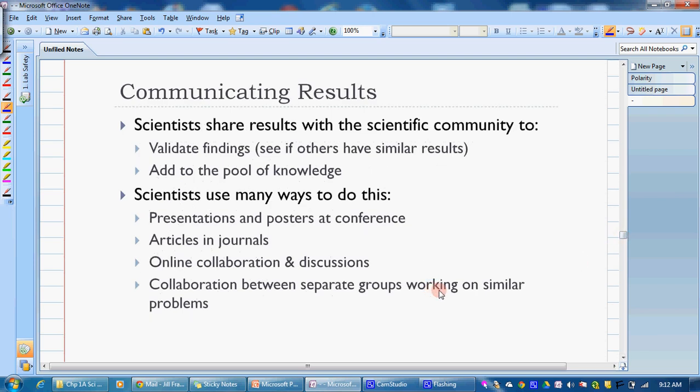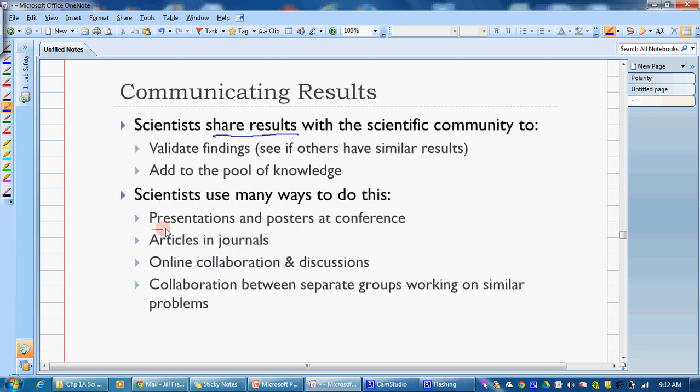The last step that we're going to talk about, again, it doesn't have to be the last step, but it's the last one we're going to talk about, is communicating results. When we're done, we have to be able to share what we found out. So a lot of times in your lab, you have to talk to another group and see if they agree or disagree with you. So we're adding to the pool of knowledge.